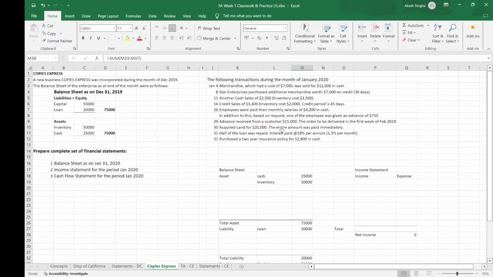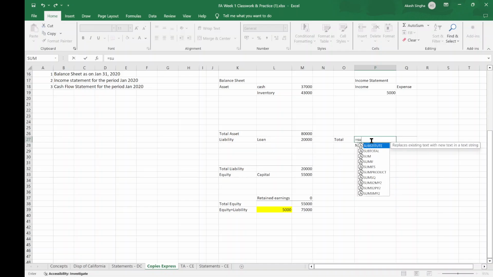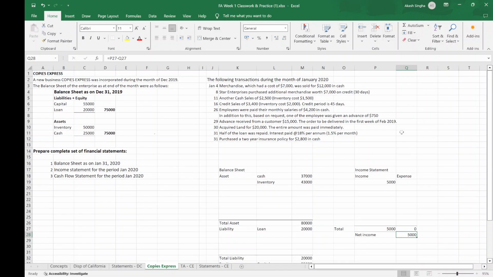Okay, so now merchandise which had a cost of 7,000. So 7,000 got decreased from the inventory and 12,000 increase in cash. And this 5,000 is in income.